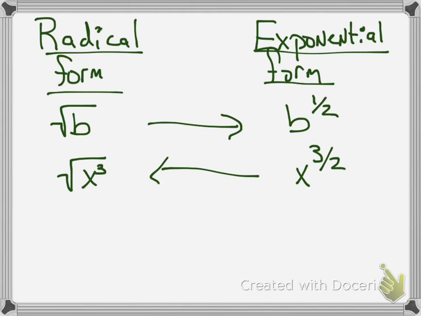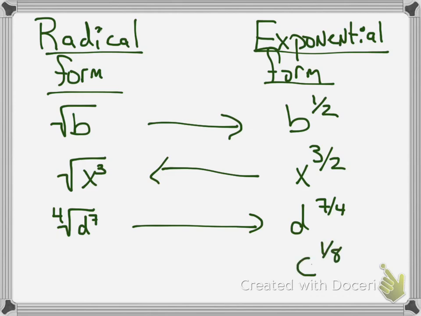Let's try the other way. A fourth root of d to the 7th would be, you guessed it, d to the 7/4 power. Notice how the index becomes the denominator of the exponent in fraction form. Alright, c to the 1/8 power would just be c to the 1st power, 8th root of that. You could put just c, but the 8th root. Notice how the root, the index, is the denominator.